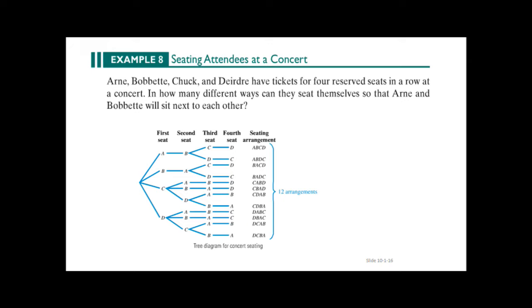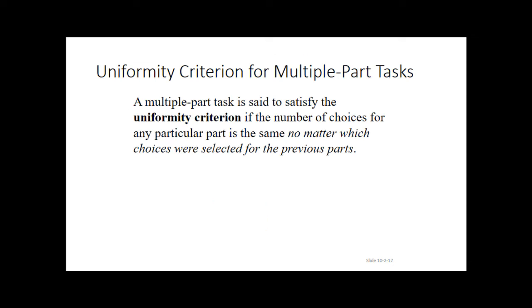Okay, now this last scenario is different from the other two we saw in a very particular way. There is a certain criteria that will help us to take a shortcut. Shortcuts are good, right? We don't want to have to draw out these tree diagrams all the time. So what we're going to do is look for what's called uniformity in multiple part tasks. And all that means is that no matter which choices were selected for previous parts, the number of choices is going to be the same.